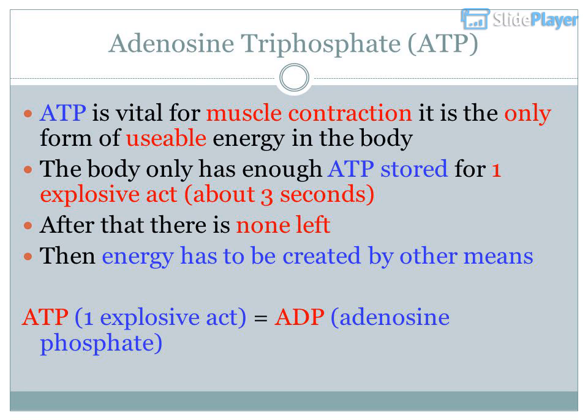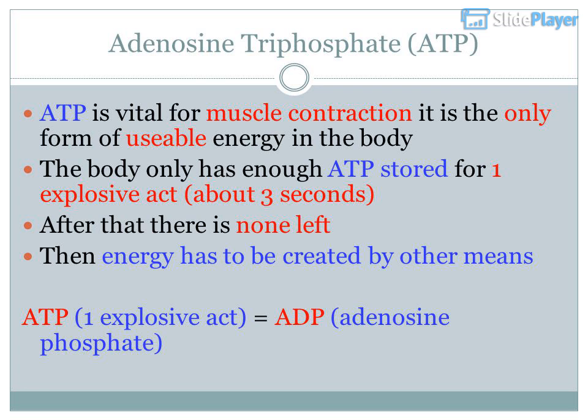Adenosine triphosphate, ATP. ATP is vital for muscle contraction. It is the only form of usable energy in the body. The body only has enough ATP stored for one explosive act, about 3 seconds. After that there is none left. Then energy has to be created by other means.